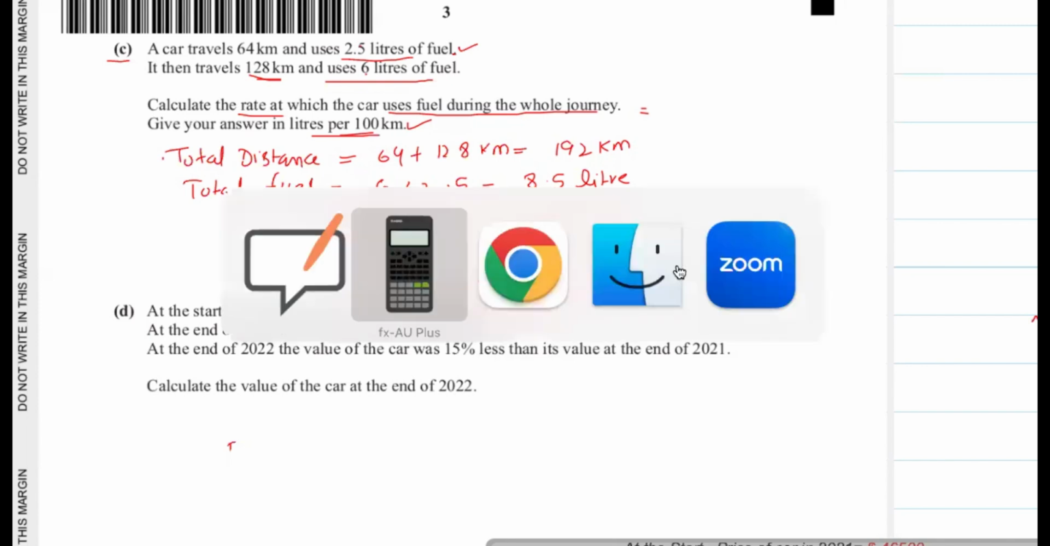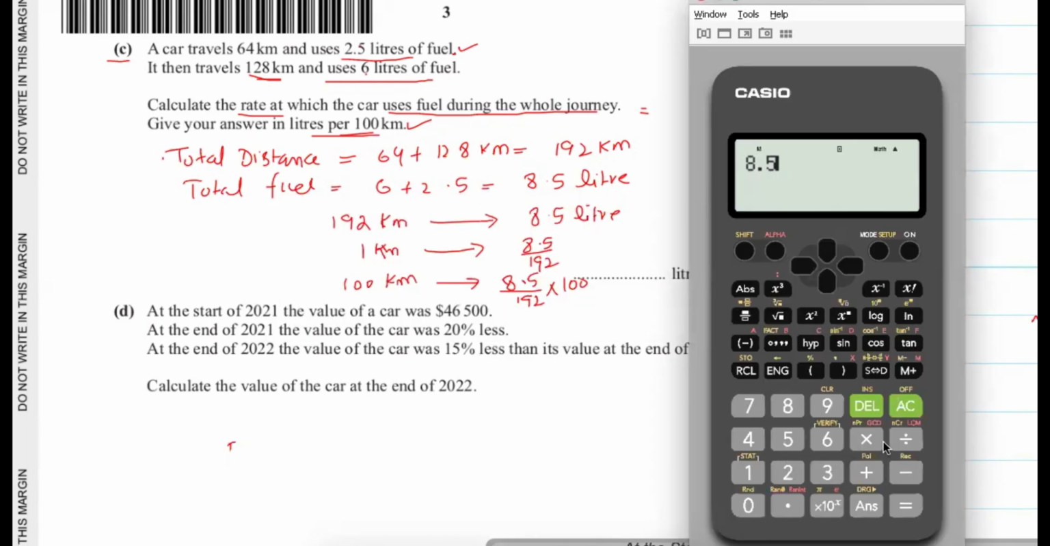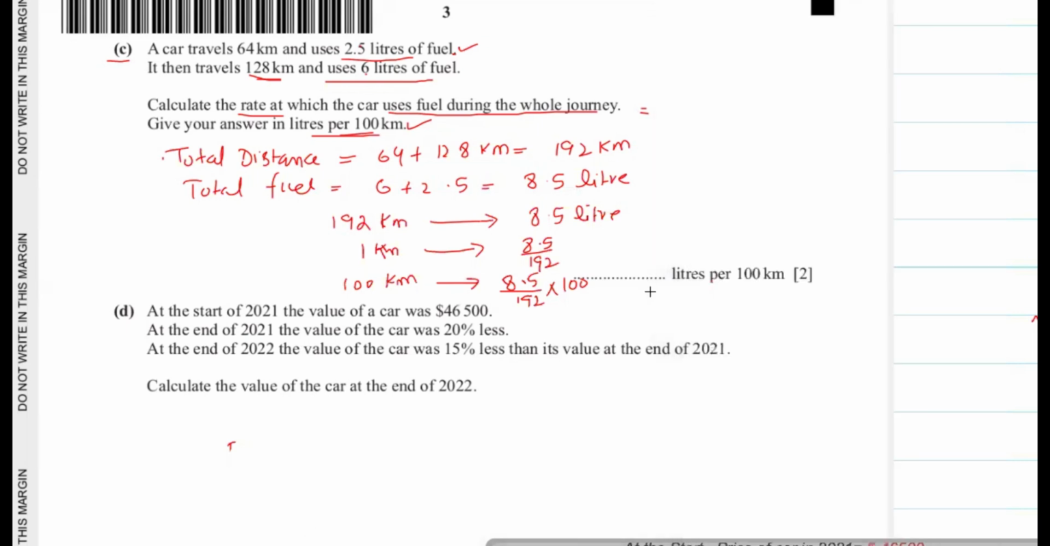And we can calculate this: 8.5 multiplied by 100 will be equal to 850 divided by 192. And this will be equal to 4.427. And this is the 4.427 liters per 100 kilometers of fuel used. And in 3 significant figures, we can write 4.43 liters. And this is the answer.